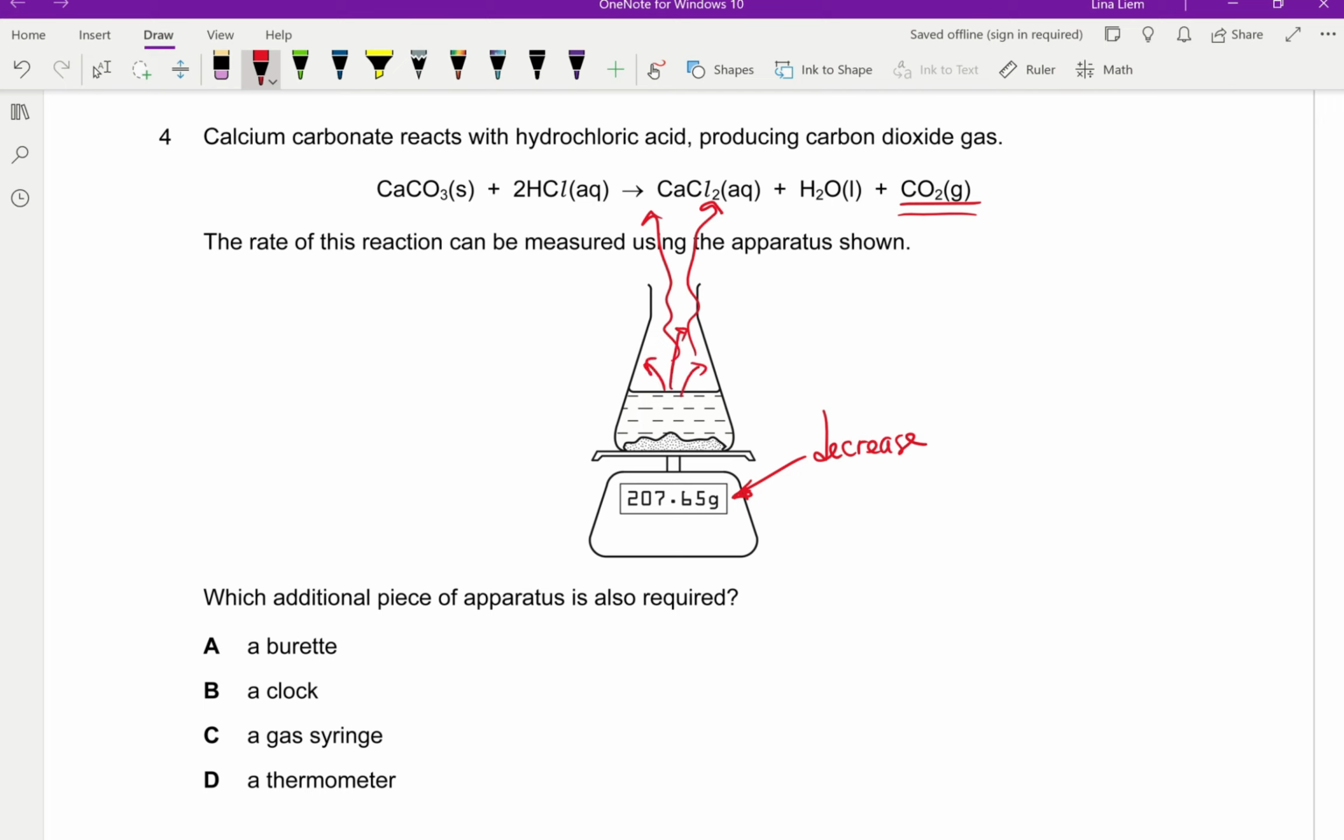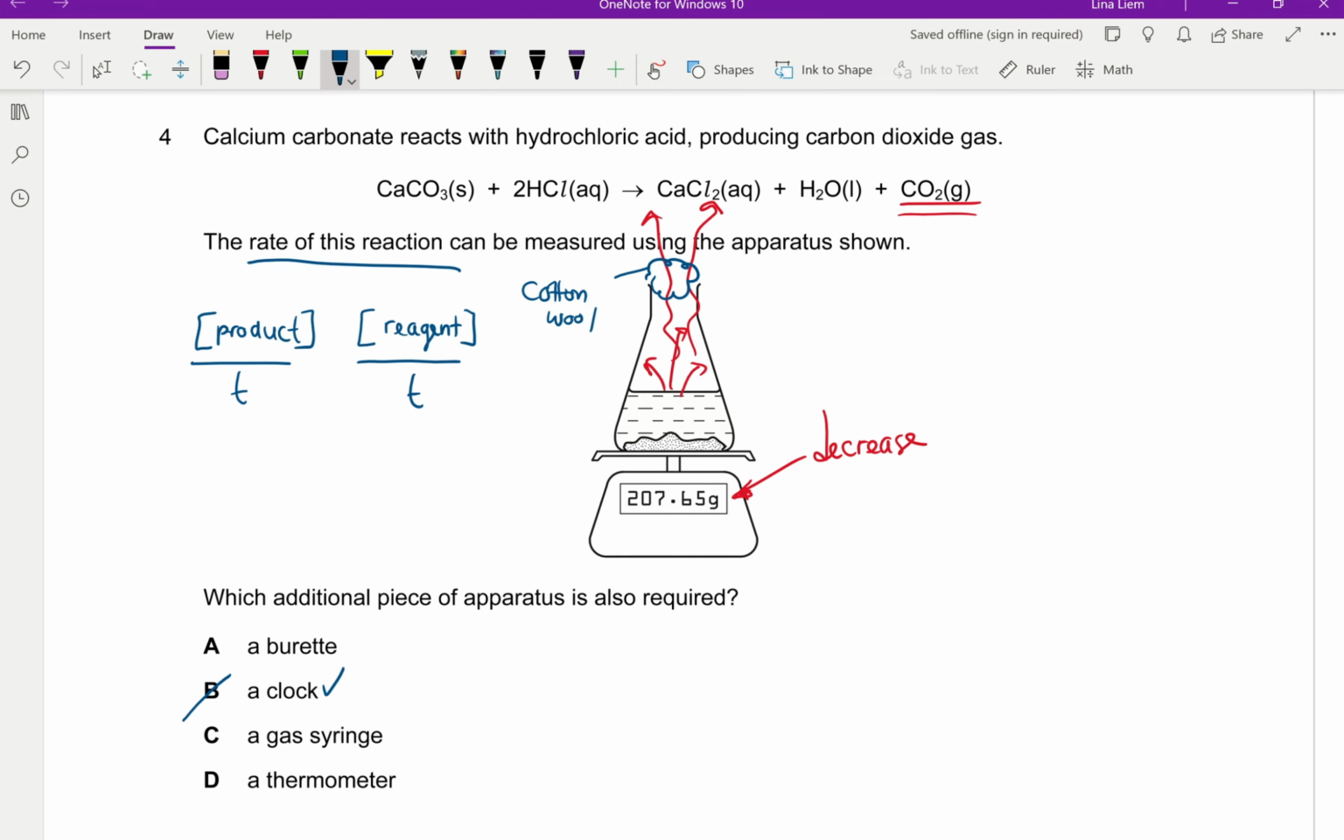And to prevent the solution from jumping out of the flask, usually a cotton wool will be put at the mouth of the flask. And also, rate of reaction is the measure of the change of the amount of product over time, or the measure of the change of the reagent over time. So all of the change of amount is measured over time. So we have to have a clock to measure rate of reaction.